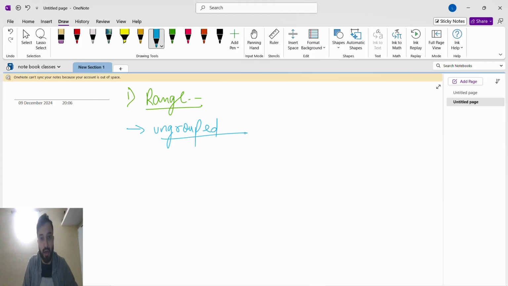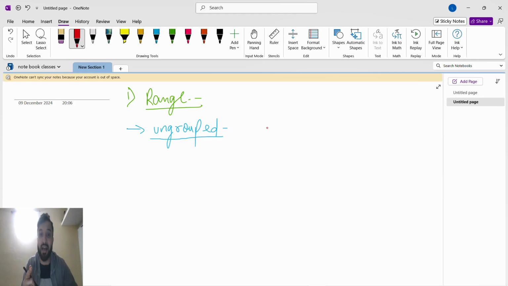Okay, so ungrouped. We are going to write the range formula for ungrouped. Range is a very simple thing, guys: highest observation minus lowest observation. Why am I talking about observation and not values? Why am I saying the highest observation minus the lowest observation?